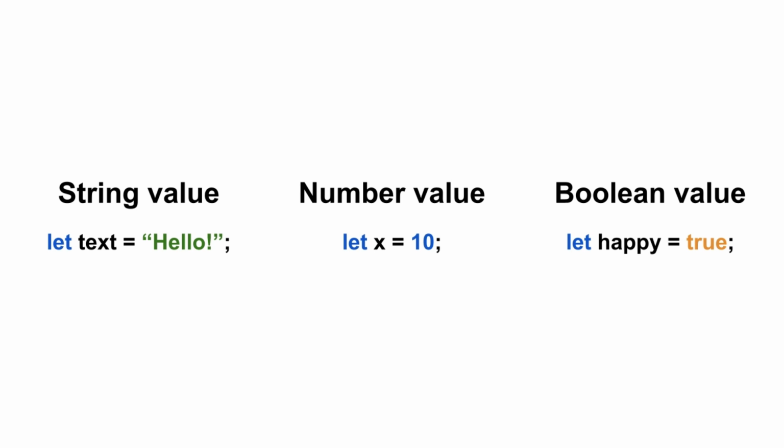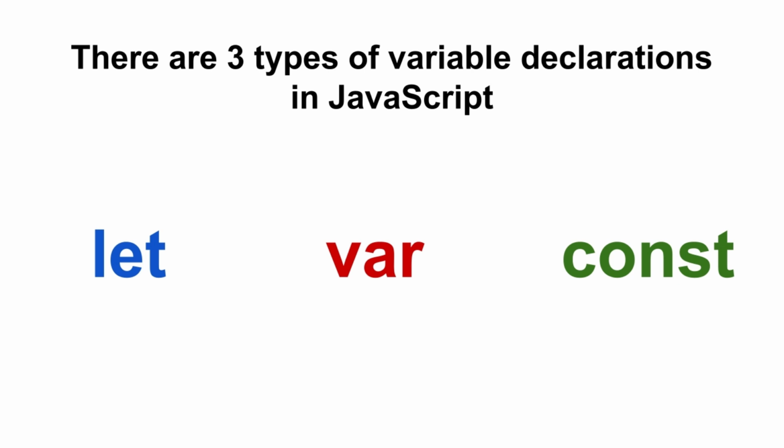But for now, a string is a piece of text, an integer is a whole number, and a boolean is a true or false value. We can store them all in a variable. Before we learn about variables, we need to learn about variable declarations. Variable declarations are simply keywords that dictate how a variable behaves in the code. They are written before the variable itself. There are three types: let, var, and const.